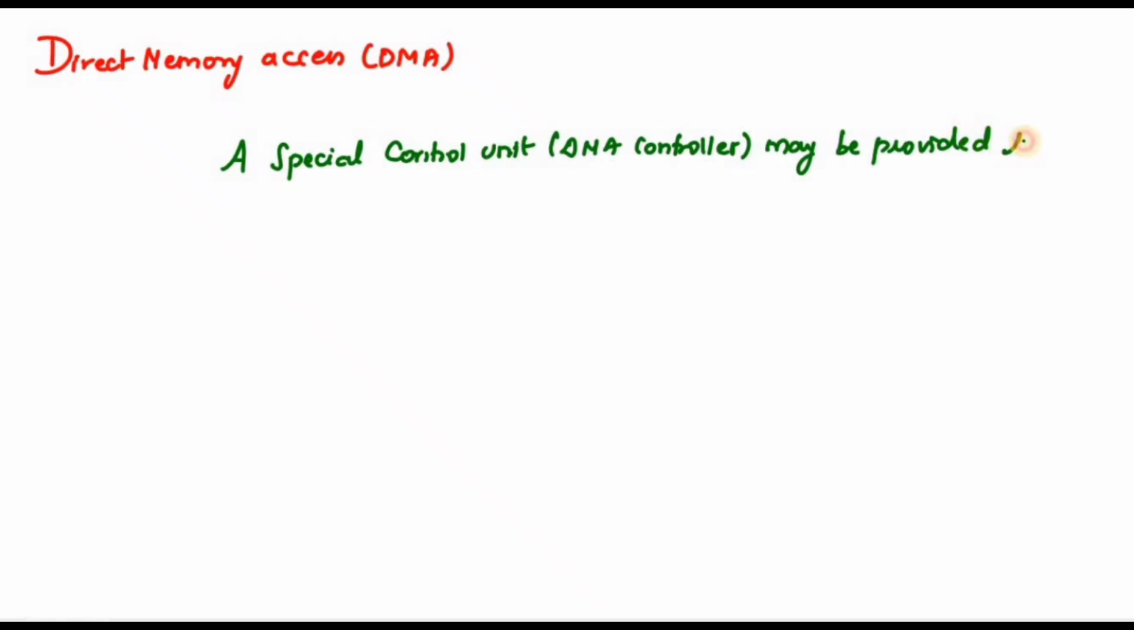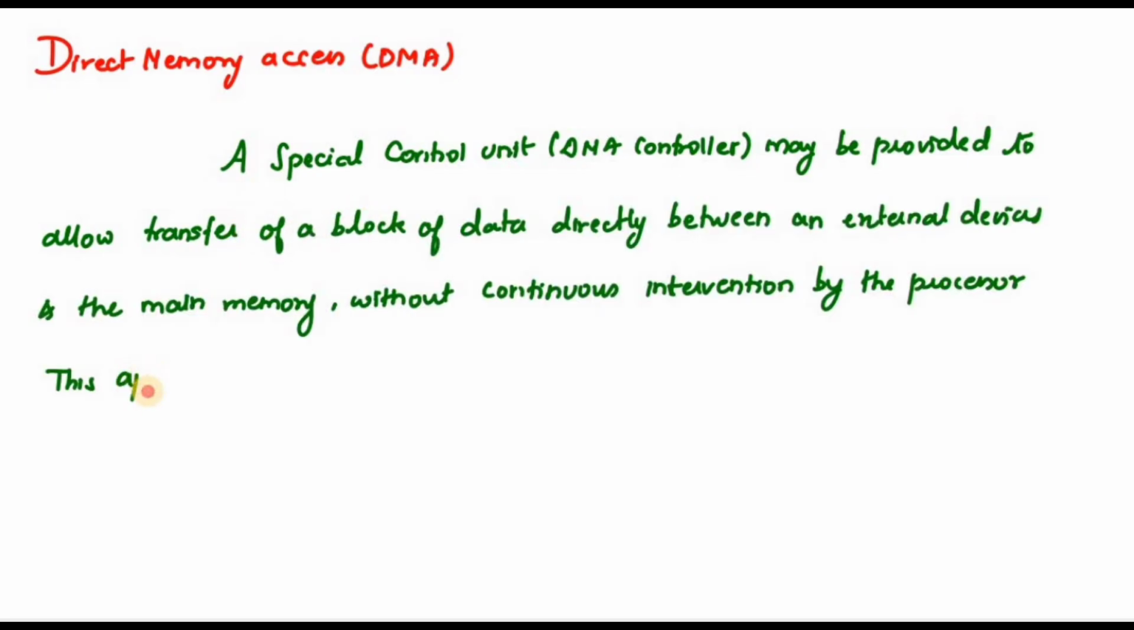In this video, we are going to discuss direct memory access, DMA. A special control unit, which is a DMA controller, may be provided to allow the transfer of a block of data directly between an external device and main memory without continuous intervention by the processor. So this approach is called direct memory access.